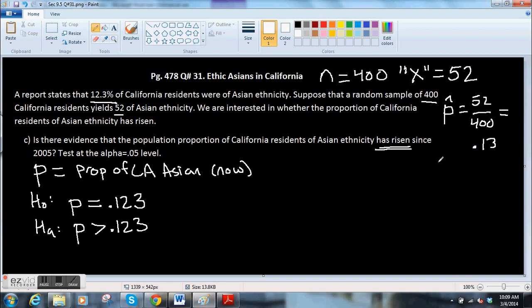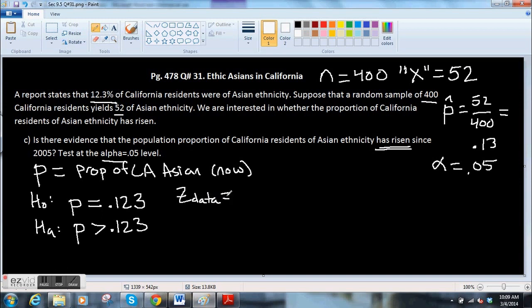And then what other information do we need? The alpha level is 0.05. You'll notice in Paint, I have to write the word alpha because it can't take the little Greek symbol. So we've got the null hypothesis and alternative hypothesis. Now we need the test statistic.